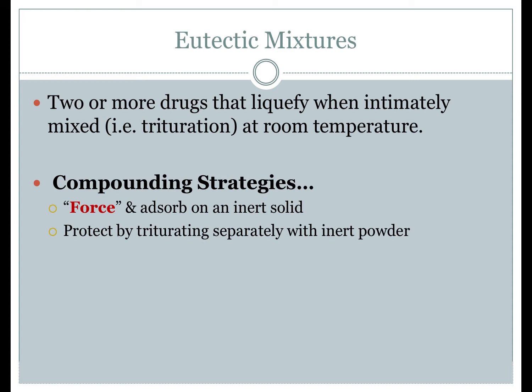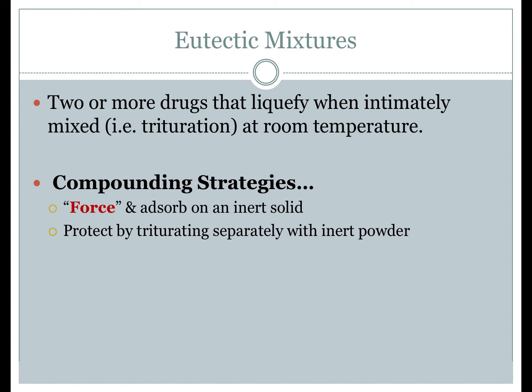One strategy for dealing with a eutectic mixture is to separately mix each of the potential eutectic forming powders with an inert powder. After each individual eutectic former has been mixed with the inert powder, they can be carefully combined using spatulation rather than trituration. The presence of the inert powder and the gentle spatulation can prevent the intimate contact needed for a eutectic mixture to form. However, this strategy is not as commonly used as the force and absorb method. This commonly used strategy is to actually go ahead and force the eutectic liquid to form, and then absorb that liquid into or onto an inert powder.